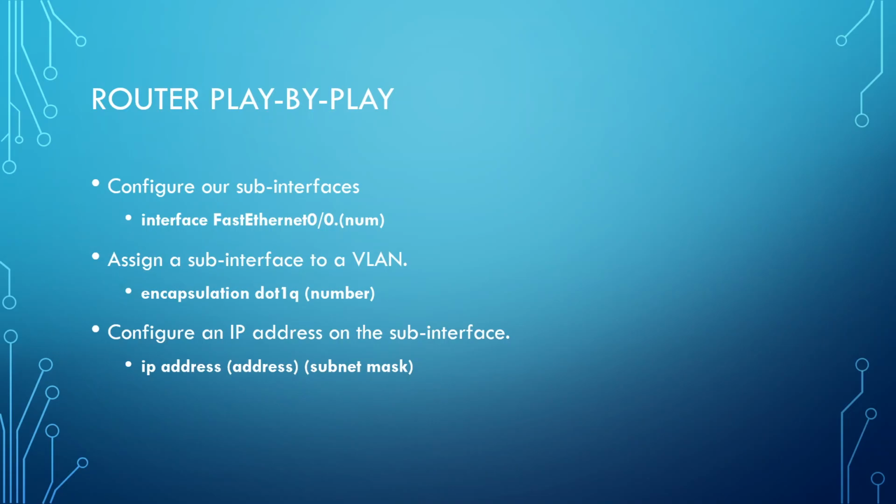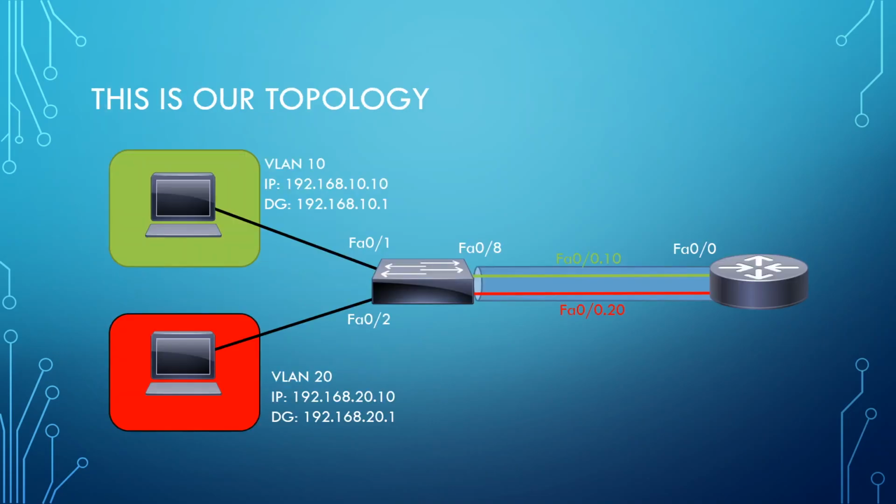This number is important because it relates to the VLAN. And then we would just configure an IP address on the sub interface, and it's as simple as that. Literally just a few commands, and then we've got routing over a single link between our VLANs.